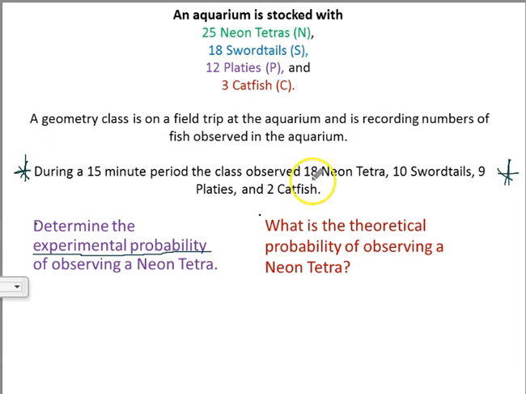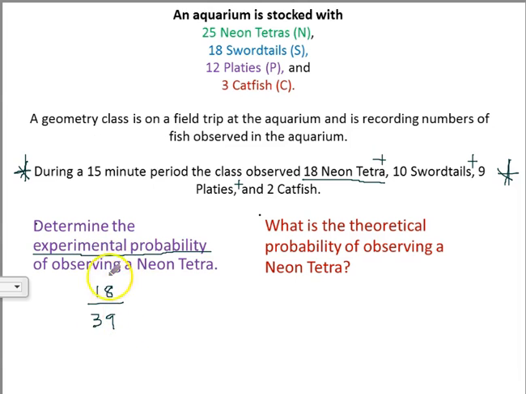So we saw 18 neon tetra over what's the total number of fish that the class observed? Well, let's add them all up. 18 plus that 10 swordtails, the 9 platies, and the 2 catfish. So when you add all those up, I got a total of 39. I added up 18 plus 10 plus 9 plus those 2, and I got a total of 39.